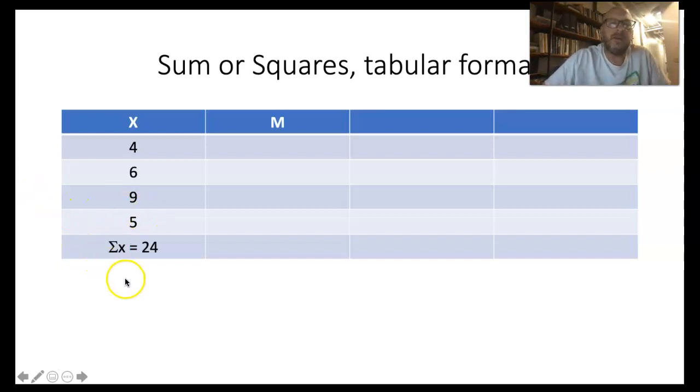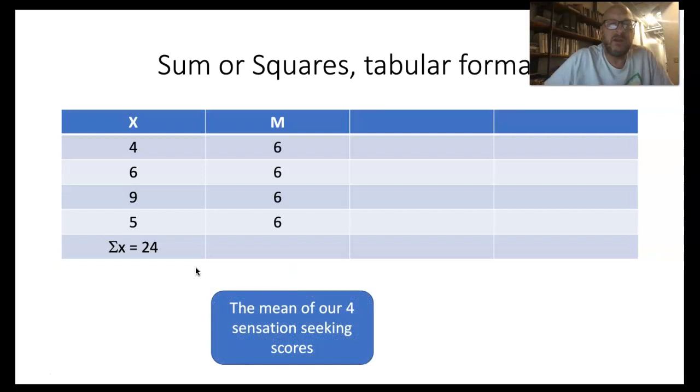Now, the next thing we're going to do is we're going to calculate the mean. So M here means the mean of those scores. So down here, in order to calculate the mean, I know that I have to add up every individual. So 4 plus 6 plus 9 plus 5 is 24. And then to get to the mean, I'll divide that by 4, because there are 4 individuals in my sample. And when I look at that, what I wind up with is 6.